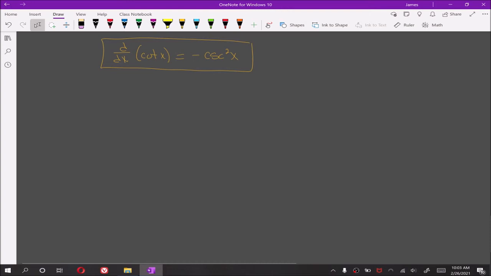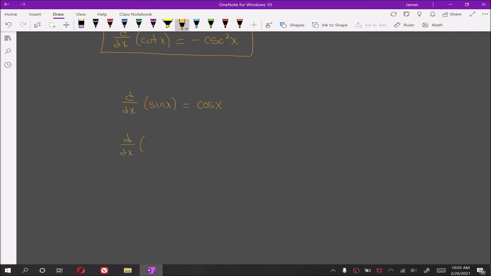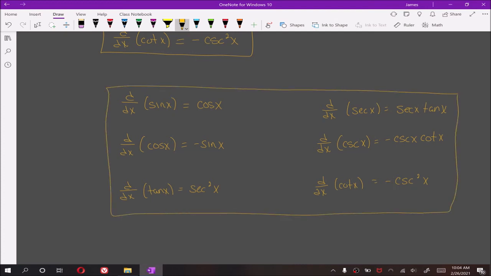In summary then, just to have all these written in one place, derivative of sine of x is cosine of x, derivative of cosine of x is negative sine of x, derivative of tangent of x is secant squared of x, the derivative of secant of x is secant of x times tangent of x, the derivative of cosecant of x is negative cosecant x cotangent x, and the derivative of cotangent x is negative cosecant squared of x. These are our 6 trigonometric derivatives.